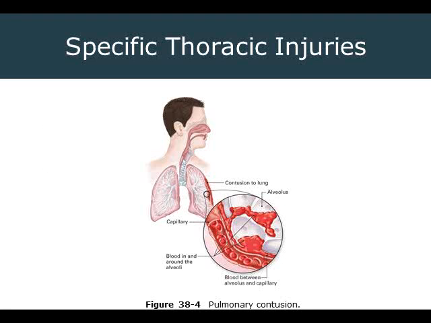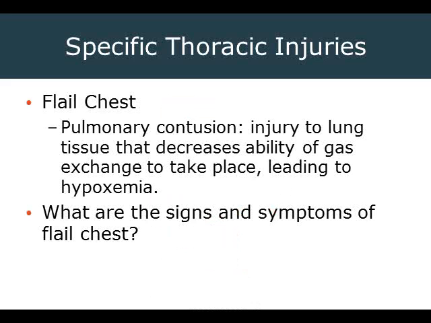This shows an example of pulmonary contusion, where we've got a little bit of blood leaking into those tissues, and it's more or less causing a similar process as congestive heart failure. So the pulmonary contusion is the inability of the lung tissue to appropriately exchange gases.